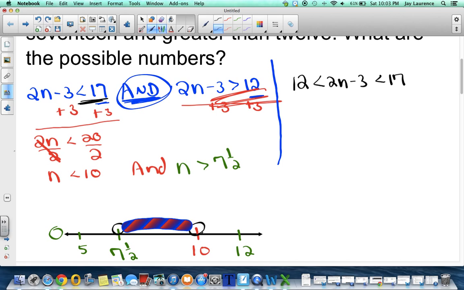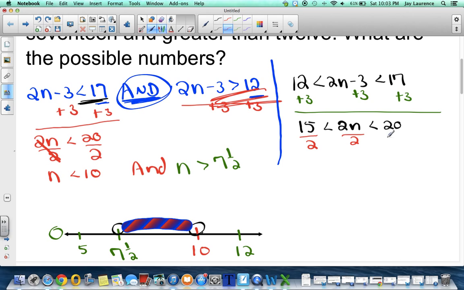Now, again, you don't have to do it this way. I like to do it this way because I'm going to solve this inequality all in one shot. Normally, I would add 3 here, wouldn't I? Well, I have to add 3 in all 3 places. And when I do that, I'm going to get 15 is less than 2n, which is less than 20. And then I would divide by 2, right? But I would have to do it here and here. So this is going to turn into 7.5 is less than n is less than 10.